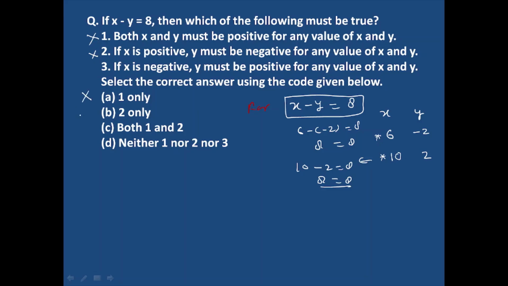So the first is wrong, the second is wrong, and the third is also wrong. So we can conclude that option D will be the right answer: neither the first nor the second nor the third is the correct answer. So option D will be the right answer.